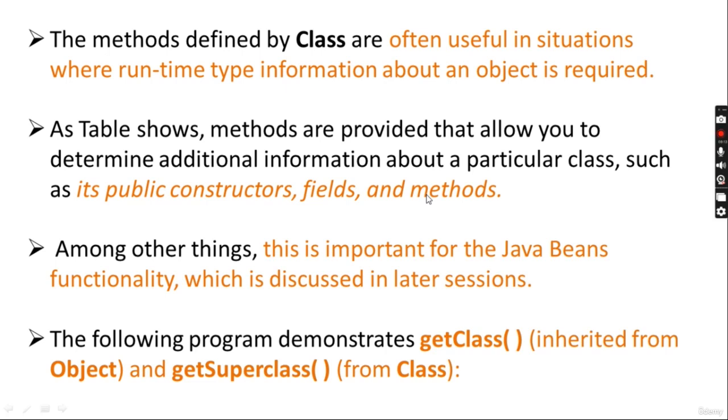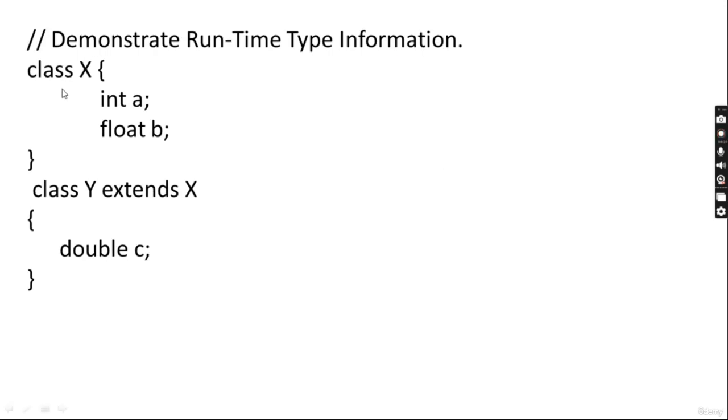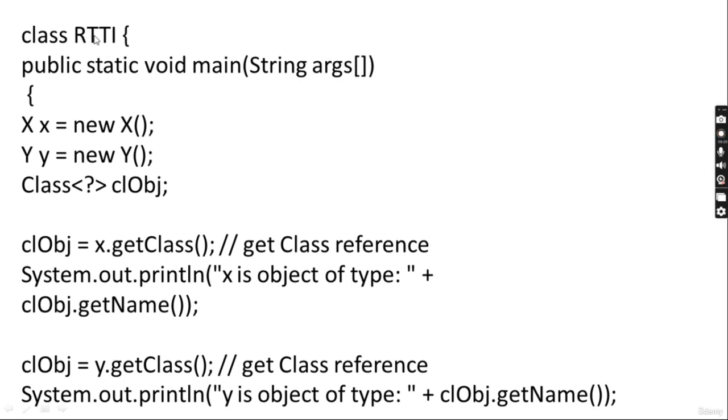So the getClass method and the getSuperclass method we are going to discuss now. Class X has integer A and float B, two parameters. Class Y extends X, with double C, one parameter. Then RTTI is the class name. X is instantiated over here, Y is instantiated, and we have the Class type object. Then x.getClass returns a class reference, which is stored in the Class object.